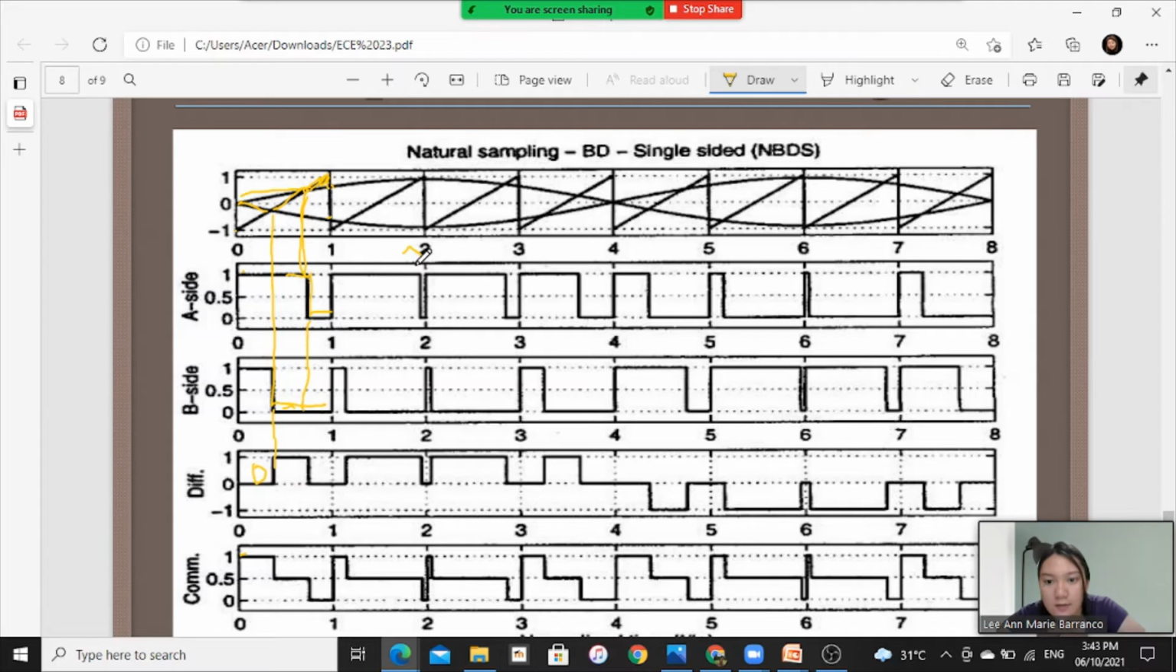And we need to get its average. So 2 divided by 2 is equal to 1. That's why its voltage level is 1. And next, in side A we have the value of negative 1, since it is the invert of the waveform from the analog. So negative 1 minus negative 1 is 0. That's why we have here the output voltage level of 0.